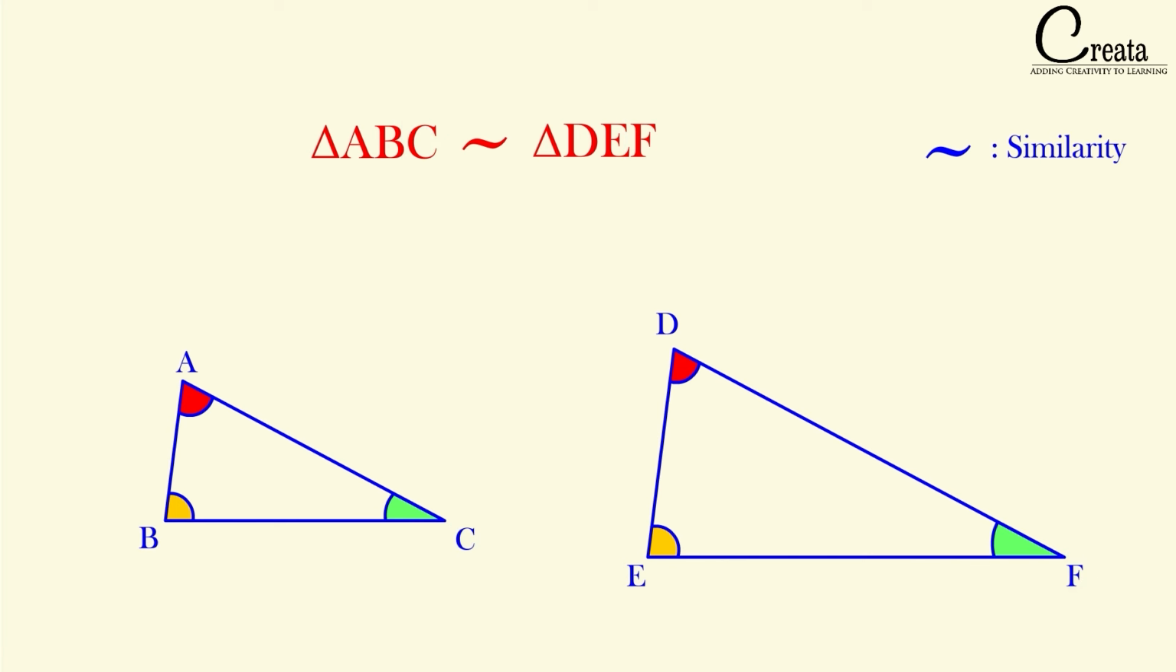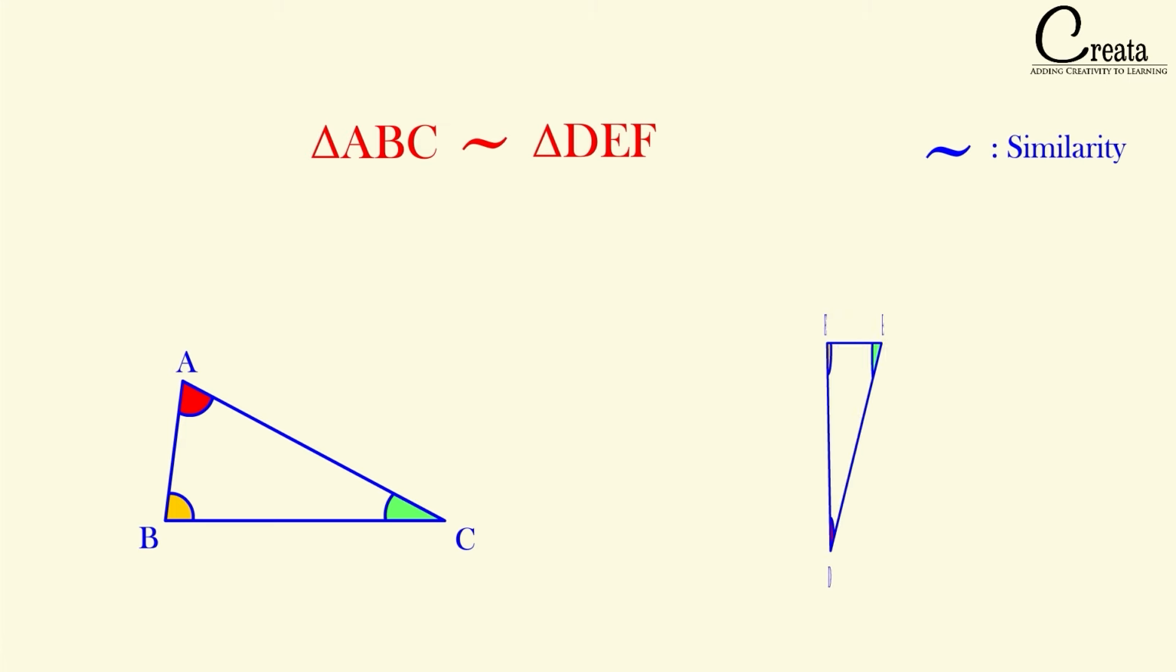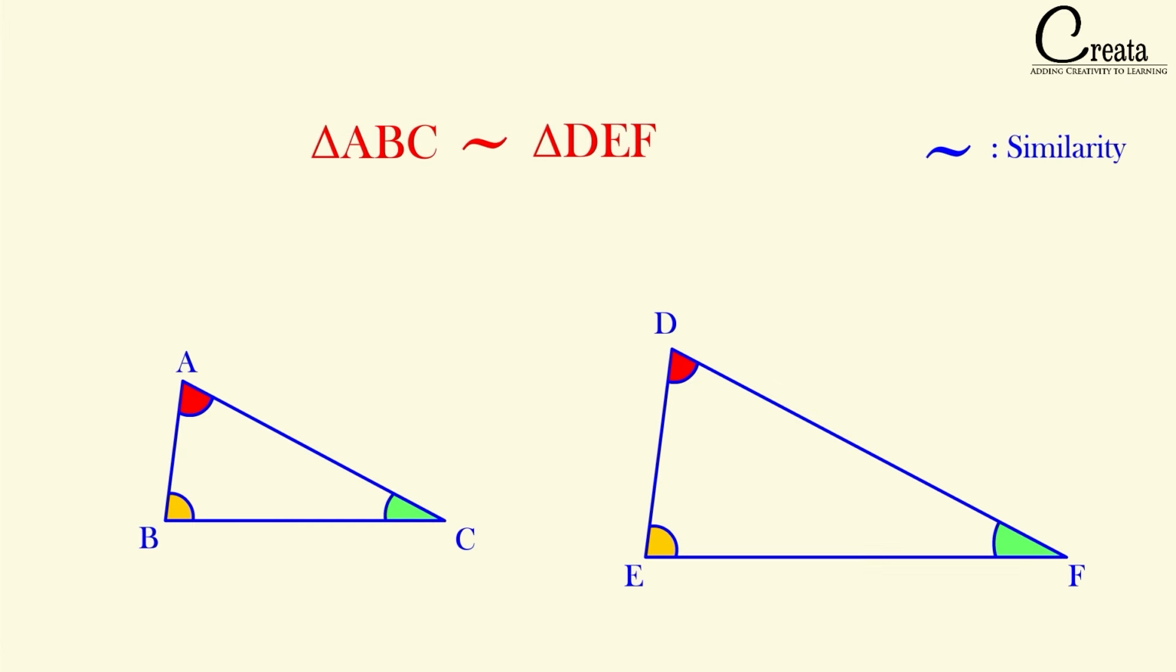The order is very important. ABC should match with the order DEF. If you are having two triangles and you have to write the two triangles as similar to each other, just rotate the triangle, flip the triangle, do whatever it is required to make the corresponding angles side by side.